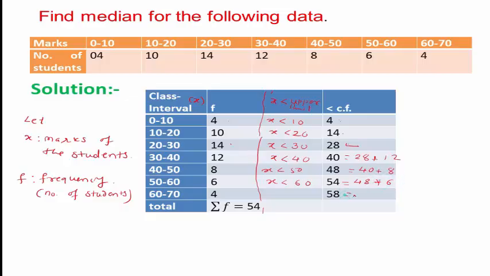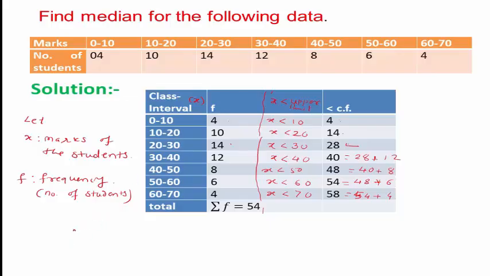And lastly, this 58 is equal to the number of students scoring marks less than 70, which can be calculated as the addition of all these less than 70. All students came here. So this is 54 plus 4, this 54 plus this 4. In this way we have to calculate; this is the less than CF.